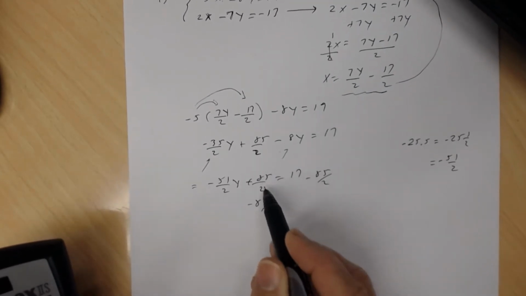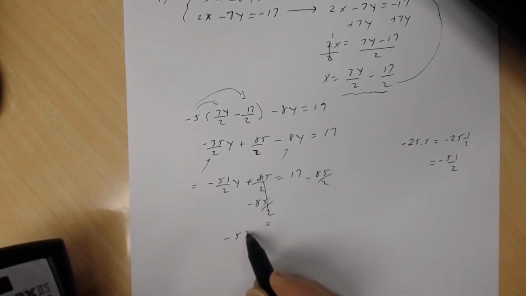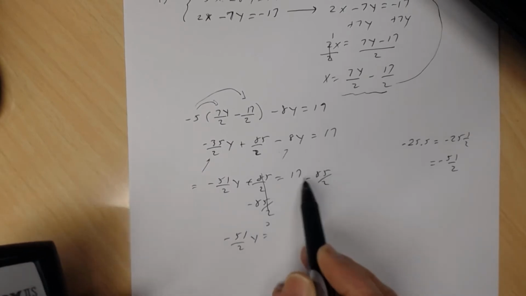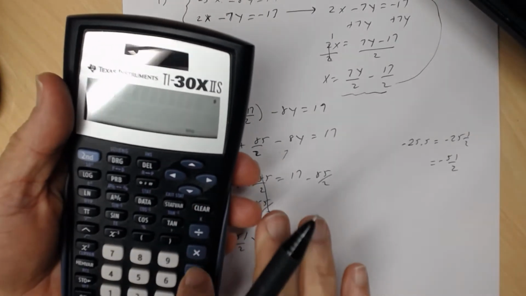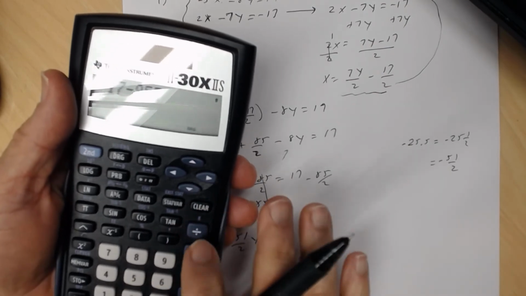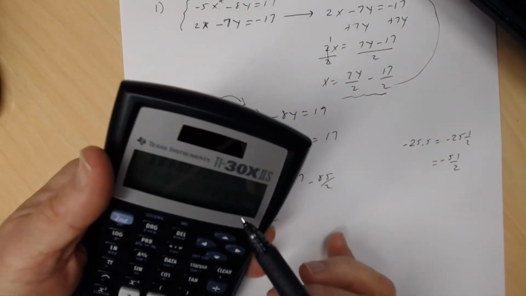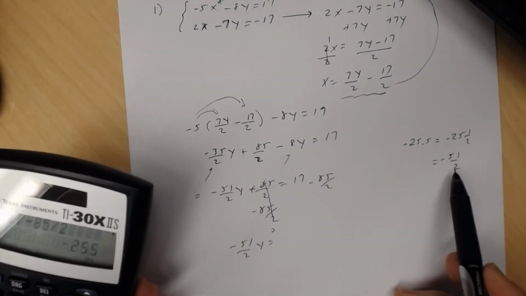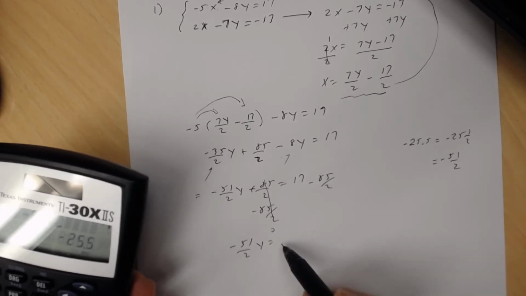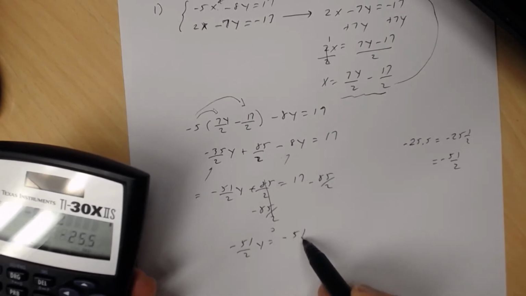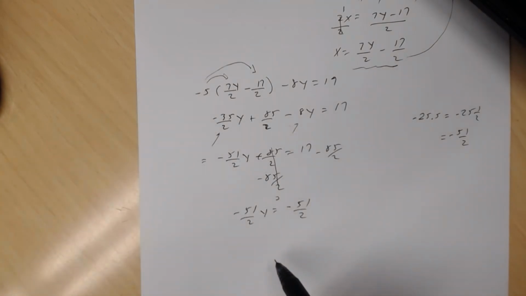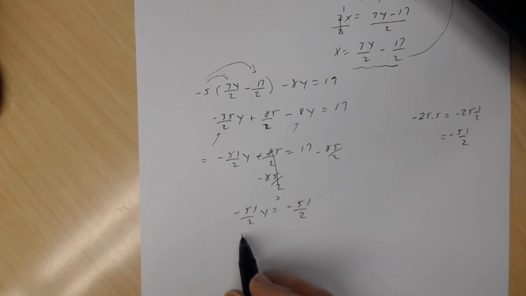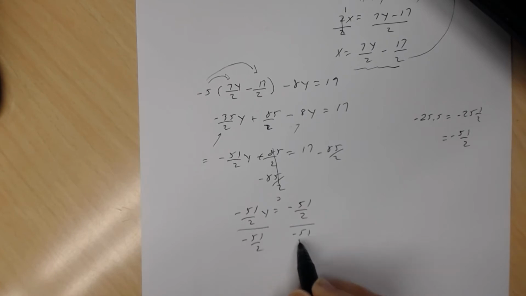And so combining like terms, I get -51 divided by 2 y equals, now on your calculator, say 17 minus 85 divided by 2. And when I do that, I get -25 halves, -25.5 again, which I already figured out is this improper fraction. So that's going to equal -51 divided by 2. Now to get y by itself, I want you to notice something. I'm going to divide both sides by this coefficient, negative 51 halves.